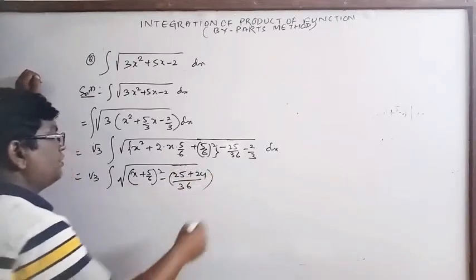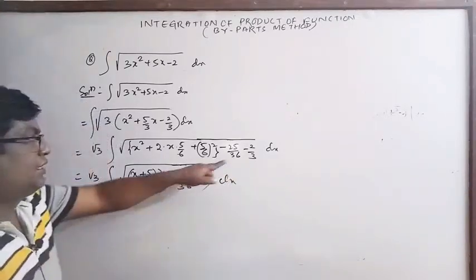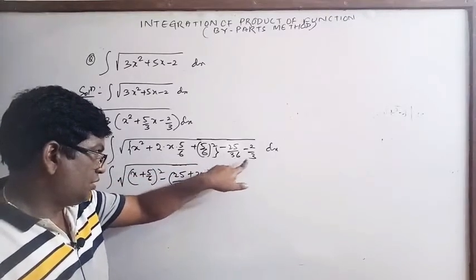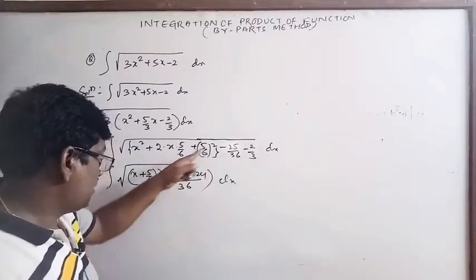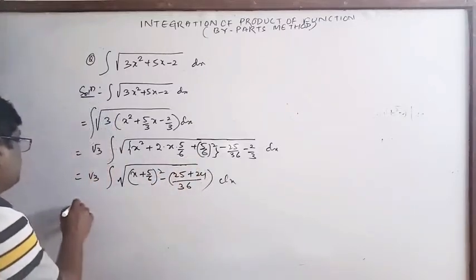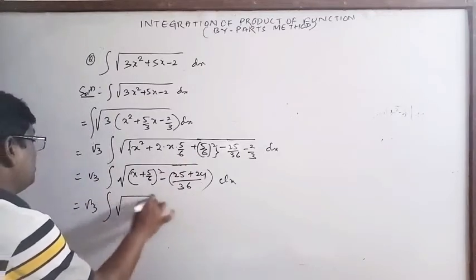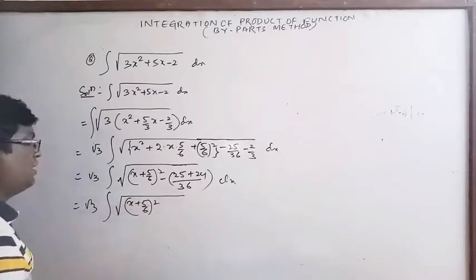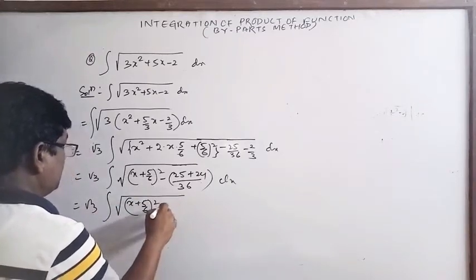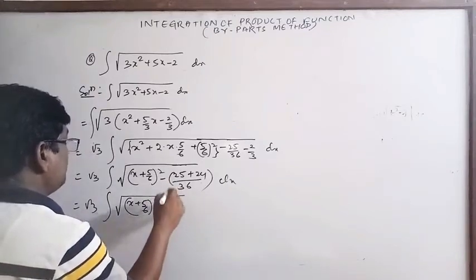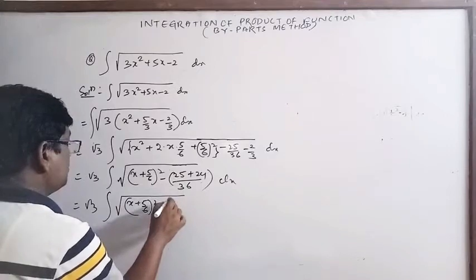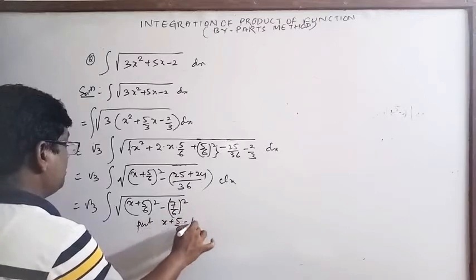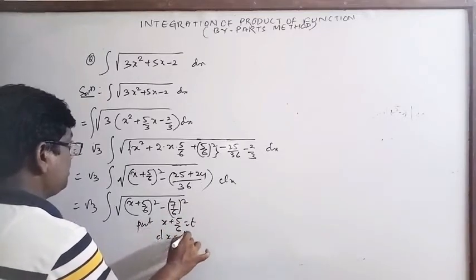Okay, so the LCM here is 36, and 25 divided by 3 gives 12, and 36 divided by 3 gives 12, this is 24. So this is root 3 integration of the square root of (x plus 5 by 6) whole square plus 49 by 36, that is 7 by 6 whole square. Put x plus 5 by 6 equal to t, dx equal to dt.